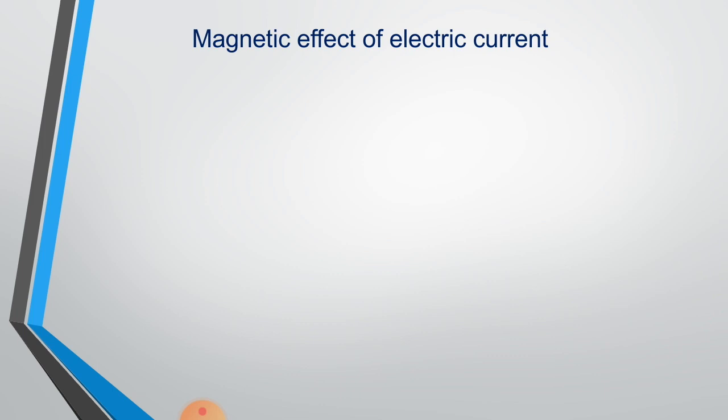Students, we have learned about the heating effect of electric current. In previous standards we have studied about magnets and magnetic lines of force. However, it will be interesting to see if an electric current and a magnetic field are related to each other.